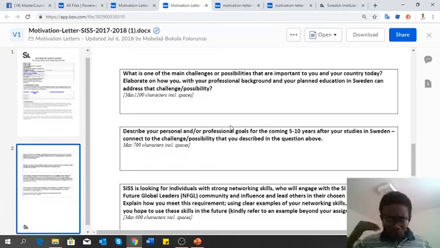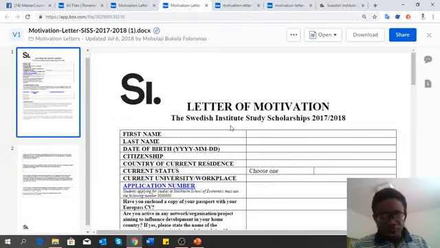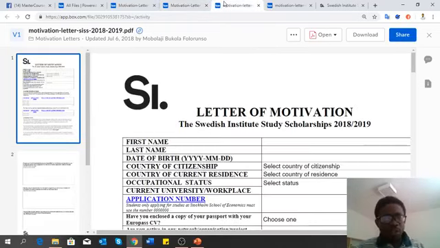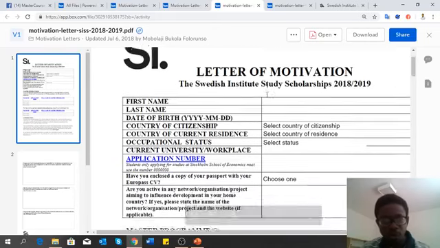And then what are your future ambitions? What are your goals, your plans 5 to 10 years after your studies in Sweden? How are you going to address a problem in your country 5 or 10 years after your studies in Sweden? That's the 2017 application, and that's, I would say, the motivation letter that got me the scholarship. All right, so we move to the next one, the 2018 application, the 2018 motivation letter.